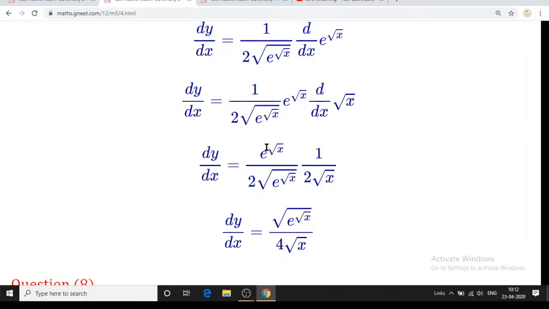Here what happened? If you consider this as a x, then x upon root x we can write as a root x, that we know. And so here we have written it as under root of e raised to root x upon 4 root x.